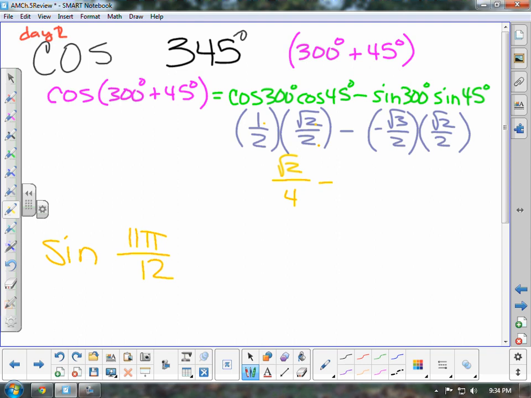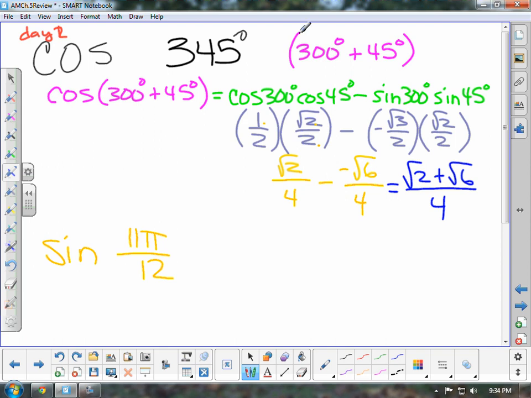Minus square root of 3 times the square root of 2 is the square root of 6, and there's a negative there. And 2 times 2 is also 4. And now because these have a common denominator, we can combine them, and if they didn't have a common denominator, you'd have to get one. In this case, it is already 4, and so then we would have the square root of 2 plus the square root of 6 all over 4, and that is the exact value for 345 degrees.